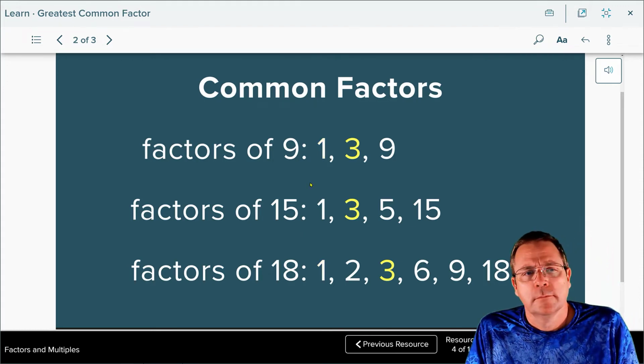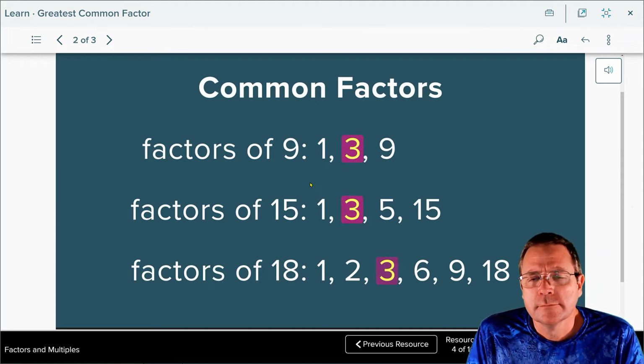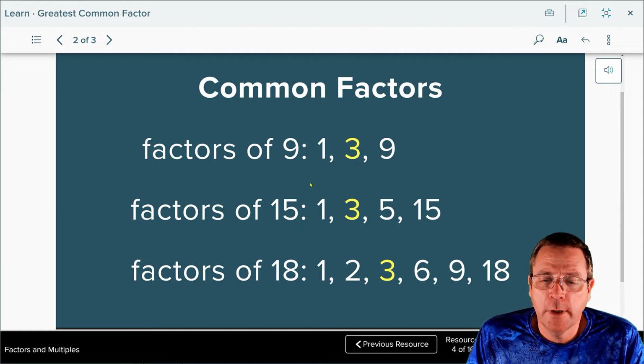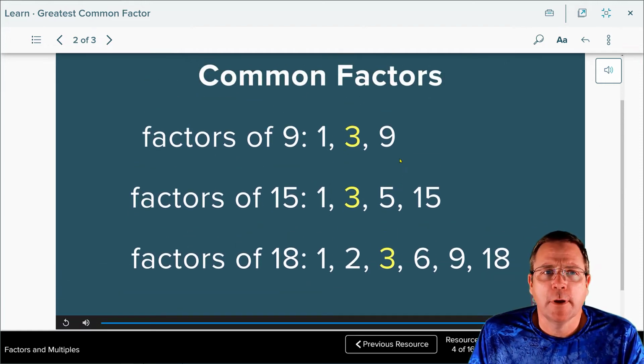Greater than 1, the greatest common factor is 3. Okay, so you can see there the factors that they listed. The biggest one that all 3 of those numbers have in common is 3, and that makes 3 the greatest common factor.